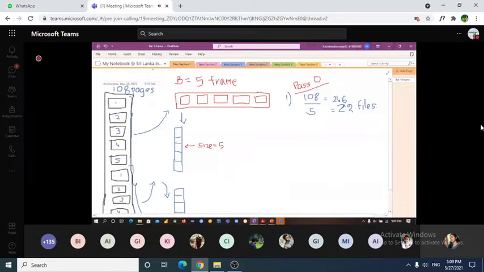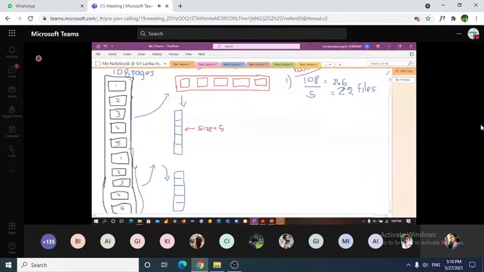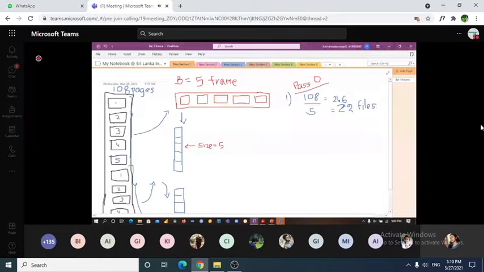Imagine I have a table, a data file, which has 108 pages. I have just shown 10 pages here, but there are 108 pages, and they have mentioned there is a buffer which has 5 frames.